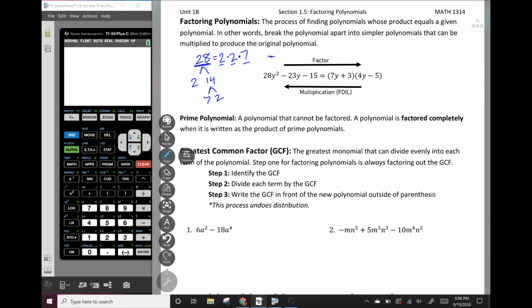And then factoring polynomials is the exact same thing. So let's read this up here. It's the process of finding polynomials whose product equals a given polynomial. In other words, break the polynomial apart into simpler polynomials that can be multiplied to produce the original polynomial. So you're breaking it apart into simpler polynomials that can be multiplied to produce the original polynomial.